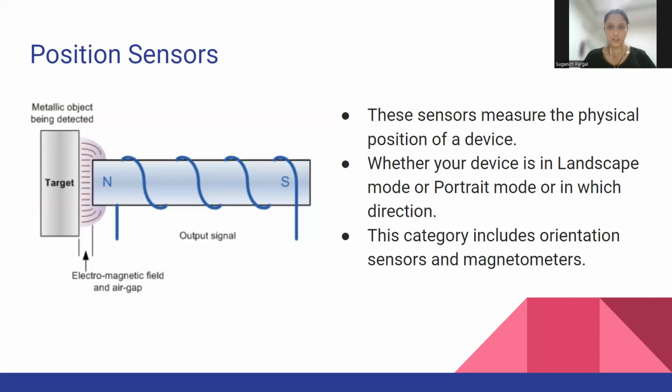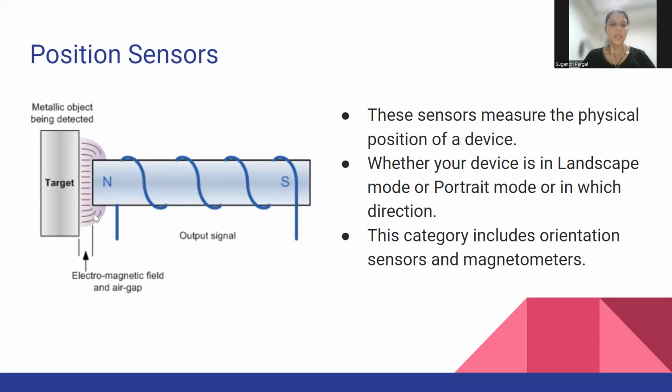Next are the position sensors. These sensors typically measure the physical position of a device, whether your device is in landscape mode or portrait mode, or in which direction it is. The sensor is able to capture that. It senses the position of the object in connection to the Earth's magnetic field. This category includes the orientation sensors and the magnetometer sensors.